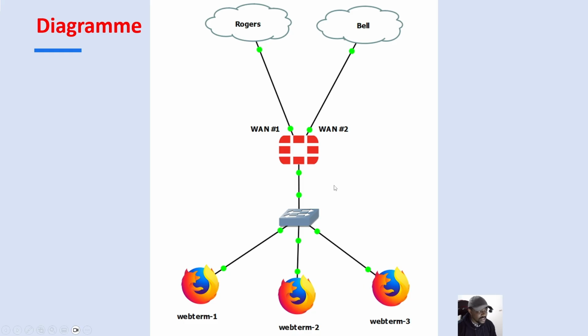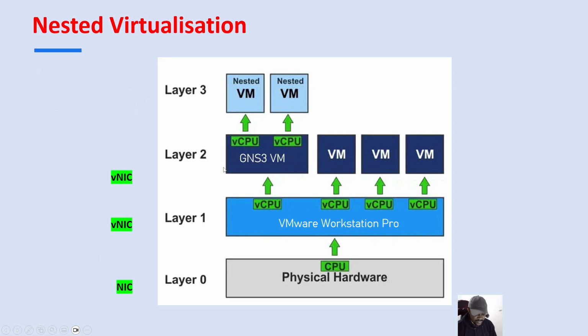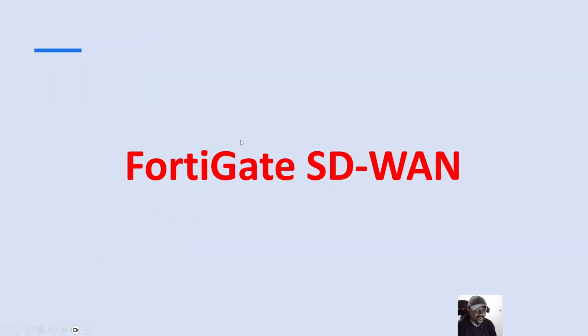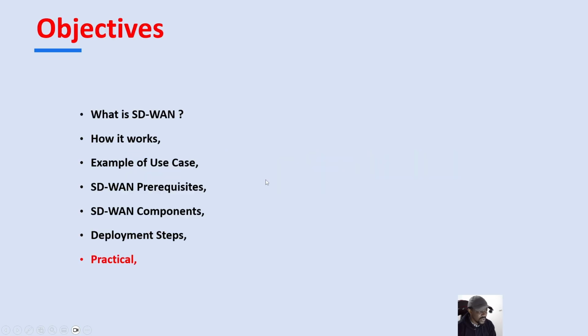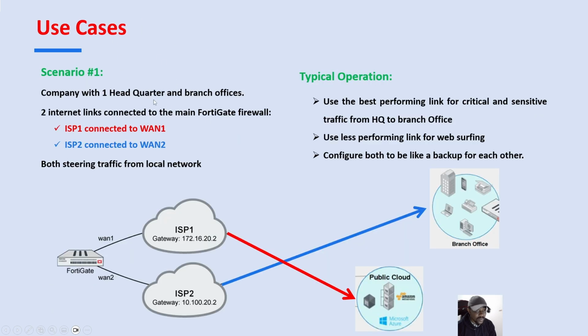So today in this video we are going to do task 2 regarding our SD-WAN setup. In the previous video we did task 1, where we introduced FortiGate SD-WAN and discussed the following objectives. We discussed what SD-WAN is and how it works. We talked about use cases.